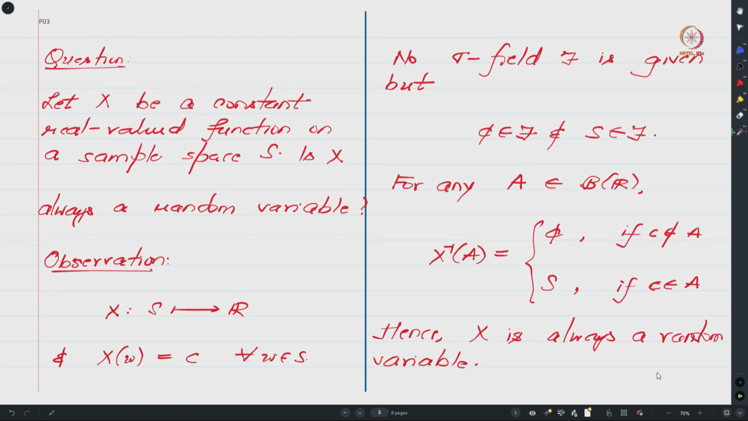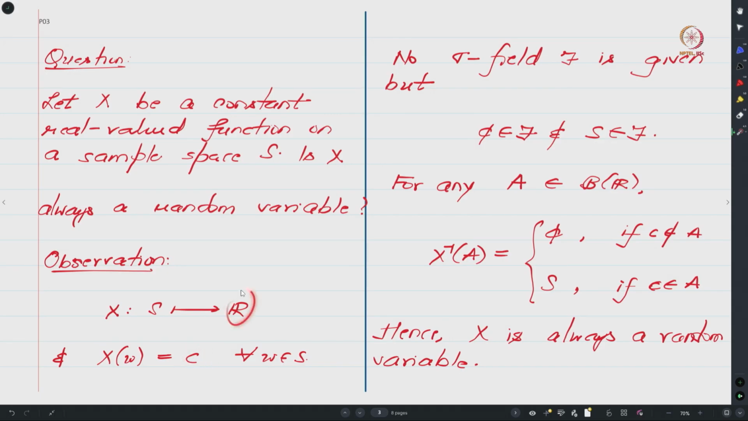So here is a question associated with random variables. The question says: let X be a constant real valued function on some sample space S, and it asks, is this X always a random variable or not? So first let's understand the question and let's see what the challenge is. What it says is that X is a constant real valued function. So what it means is that X is a function from S to R, where S is a sample space, and for every omega in S, X of omega takes the same value, and let's denote that same value by C.